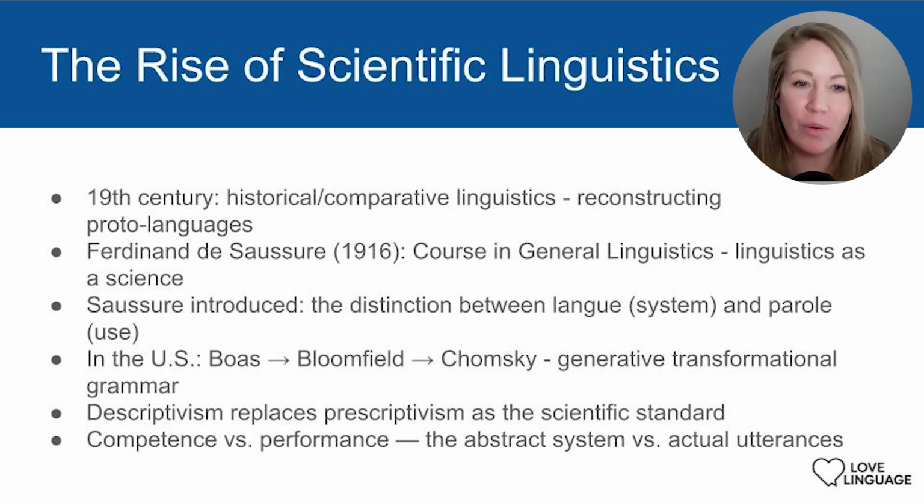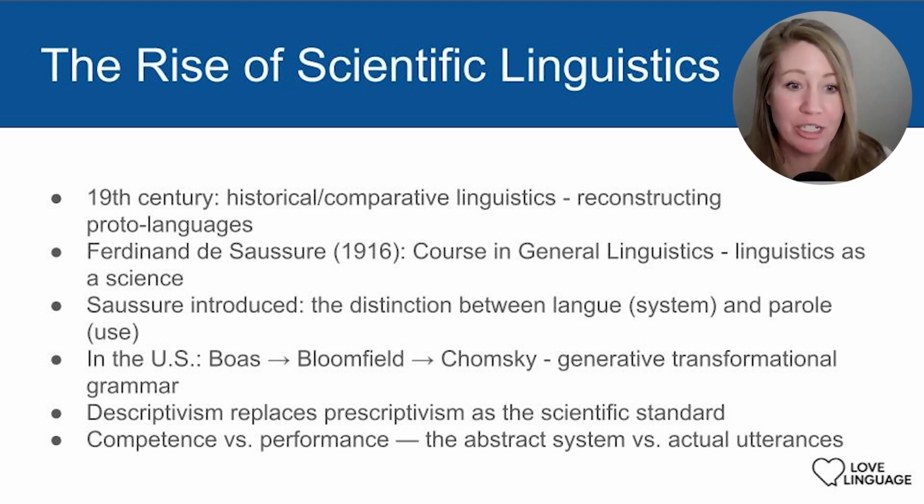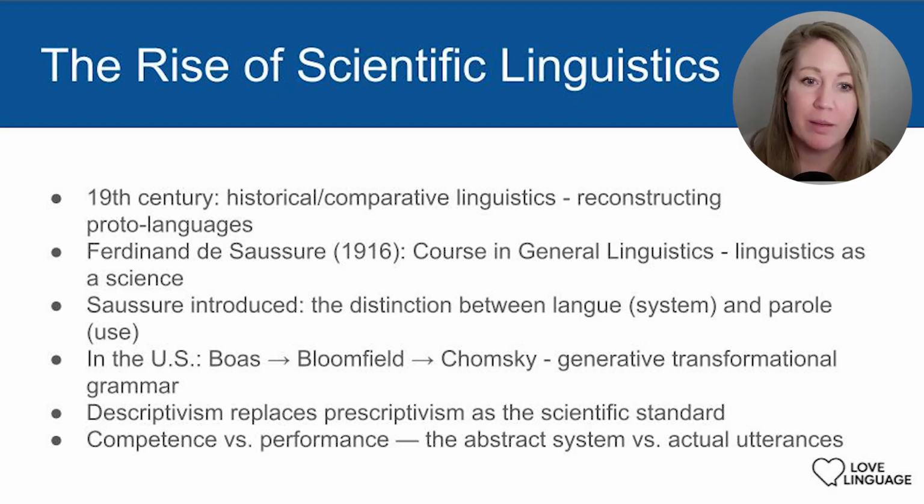So linguistics as a formal science begins to take shape in the early 19th century with historical and comparative linguistics. So scholars working out how languages are related to each other, tracing systematic sound correspondences across language families, and eventually reconstructing Proto-Indo-European, a language that left no written records, but whose existence can be inferred from the evidence left by the descendant languages, right? So it's really remarkable work, but it was still largely a historical enterprise.